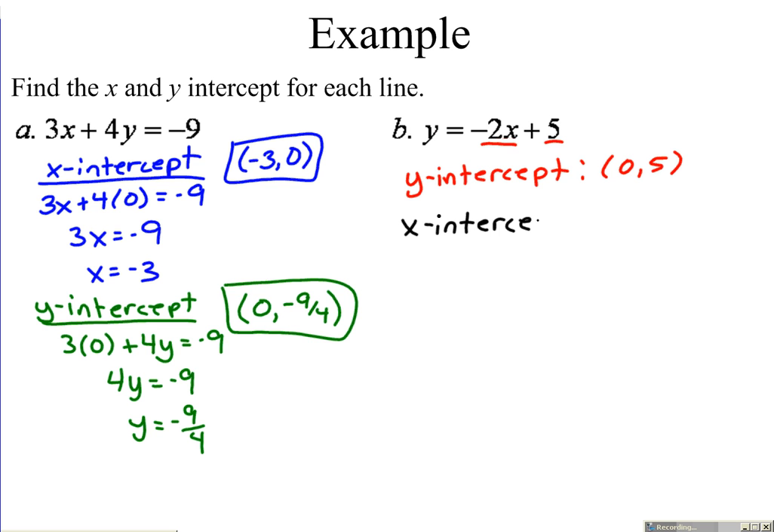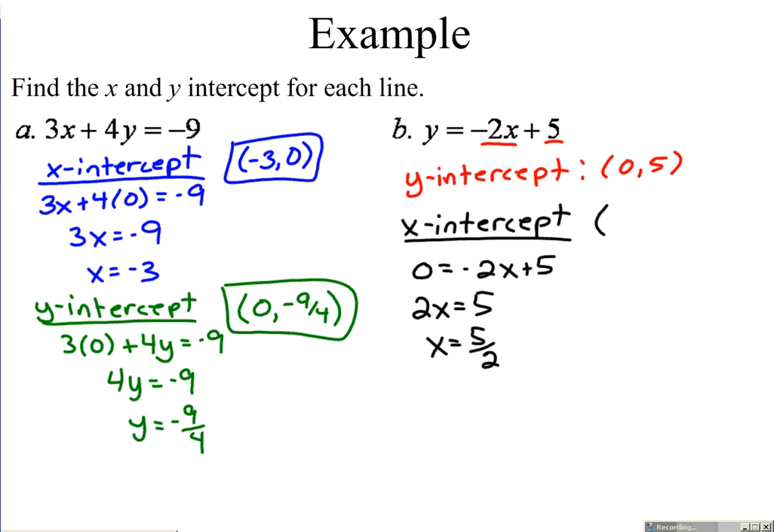X-intercept. To find an x-intercept, we plug in 0 for y. Solve this for x. Add the 2x over. Divide. X is 5/2, so our x-intercept is the ordered pair 5/2, 0.